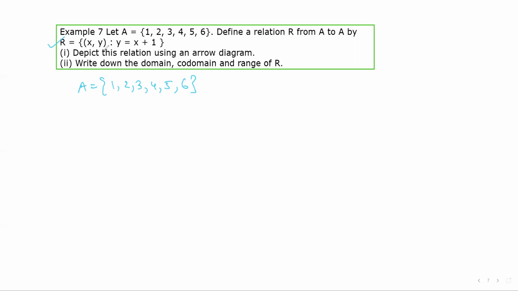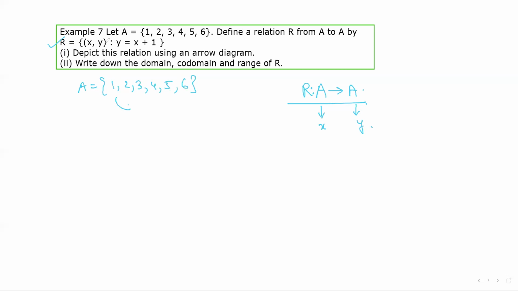Now here, this is a relation from A to A. I make so many mistakes. Here R is a relation from A to A. That means if every element of this A be x and every element of this A be y.